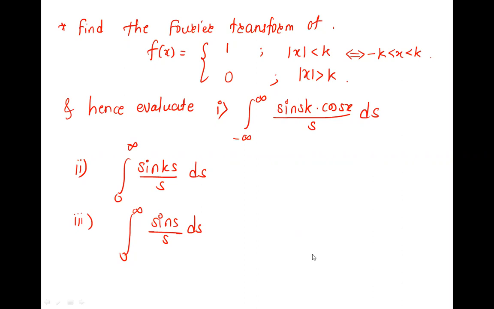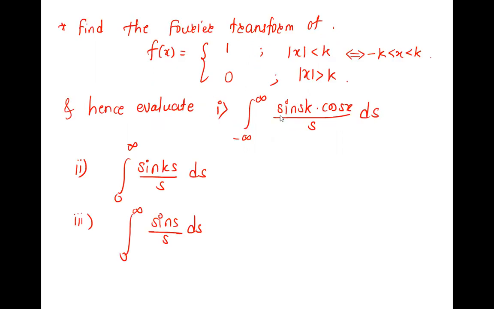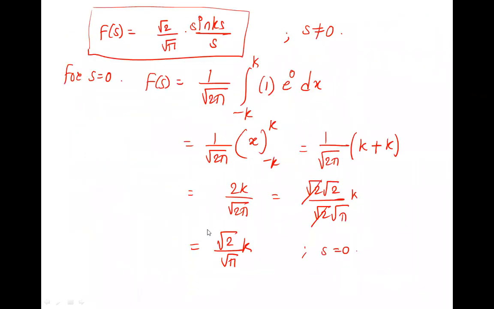When it is with respect to s, whenever we are taking its inverse Fourier transform, yes, we have to take the inverse Fourier transform of the given thing. Do you understand from this? As there is ds, if we are evaluating, we should always take the inverse Fourier transform. So we'll take the inverse Fourier transform. What is the definition?